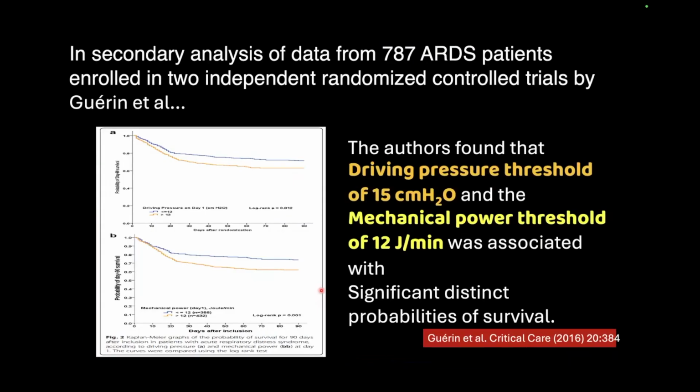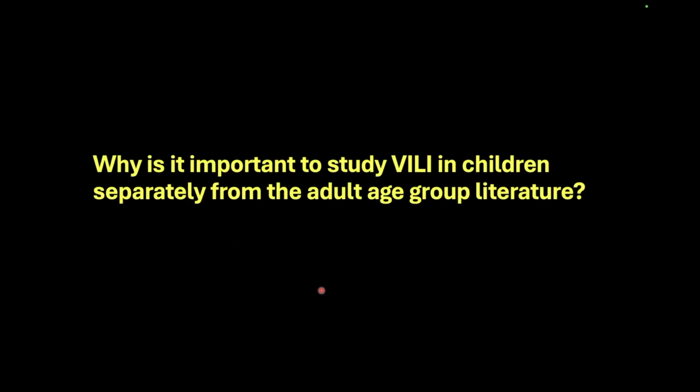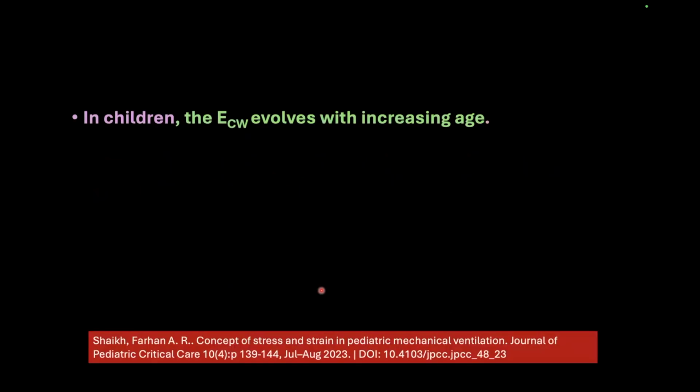Studies have found that in adults, 12 to 14 joules was associated with a significant probability of mortality if the mechanical power is higher than 12 joules. And in another very famous study by Serpa Neto, a cutoff value of around 17 joules per minute was found to be harmful, above which mechanical power delivered is harmful. But it is very important to understand that children are different from adults, and we can't simply extrapolate the findings of adult age group research into children.